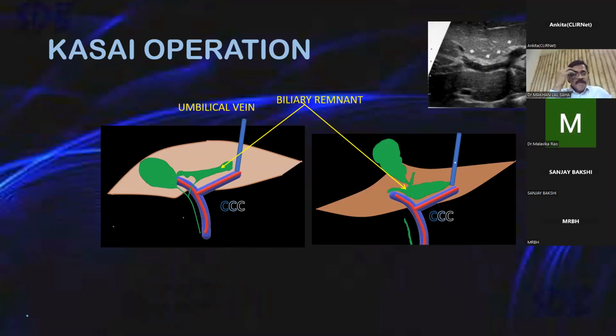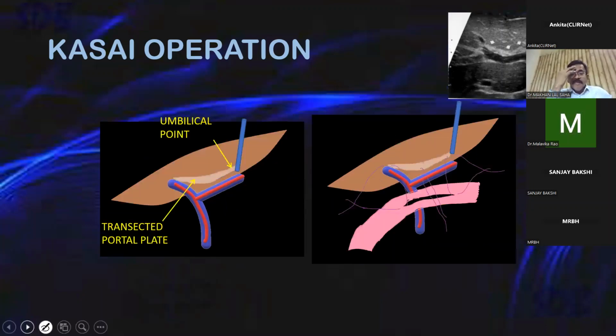Then what you do is a complete excision of the portal plate. This is a transected portal plate, and then you can do a jejunostomy, a Roux-en-Y porto-jejunal anastomosis. Professor Shah, do you want to comment on anything, the two-stage procedure?